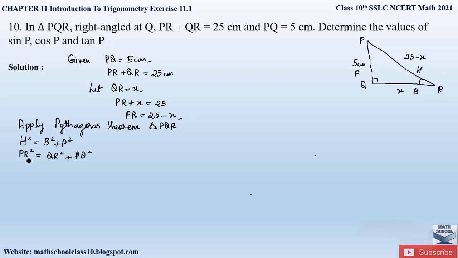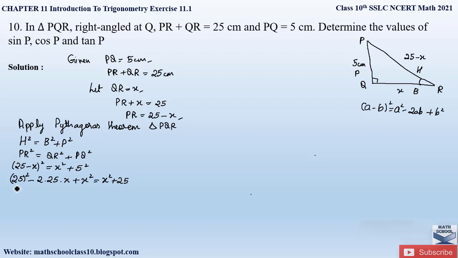So the value of PR is 25 minus X the whole square is equal to QR will be X, so it is X square plus PQ is given which is 5 square. So here we can observe that we can apply the formula A minus B the whole square. So the formula for this is A square minus 2AB plus B square, right? Here A value is 25 and B is X. 25 the whole square minus 2 into A is 25 into B is X plus B square is X square is equal to, on the right hand side we have X square plus 5 square is 25.